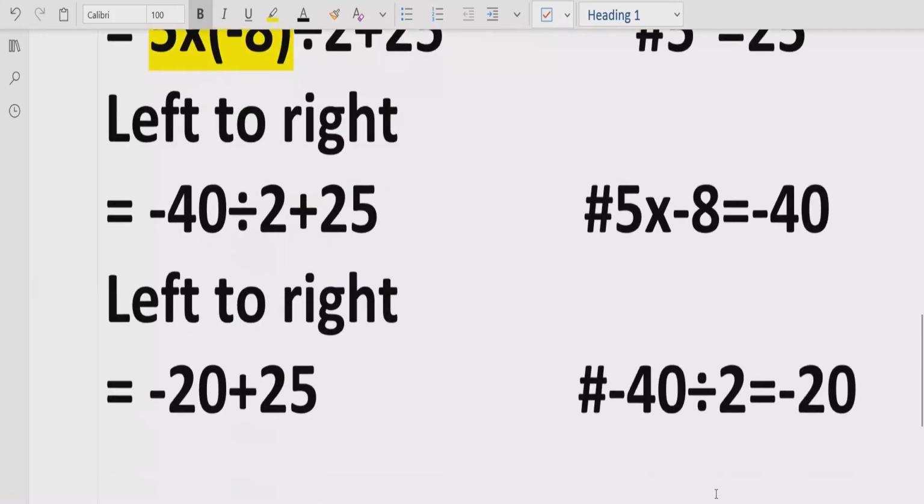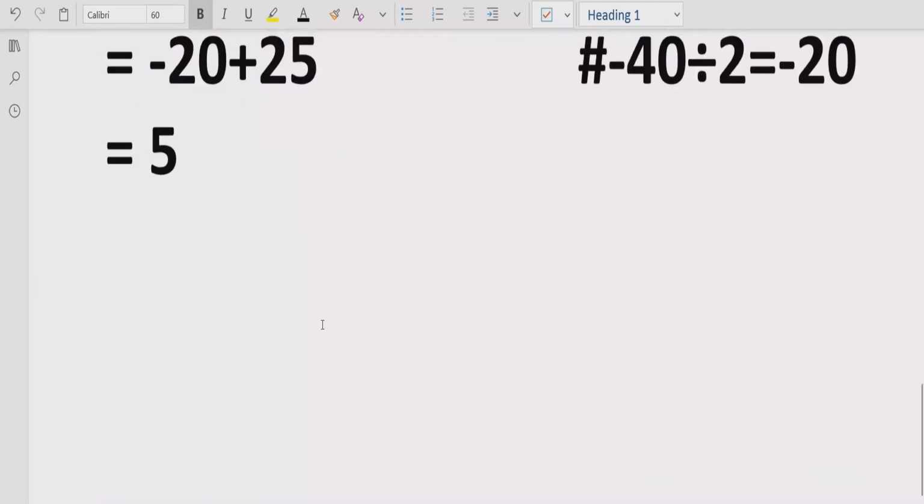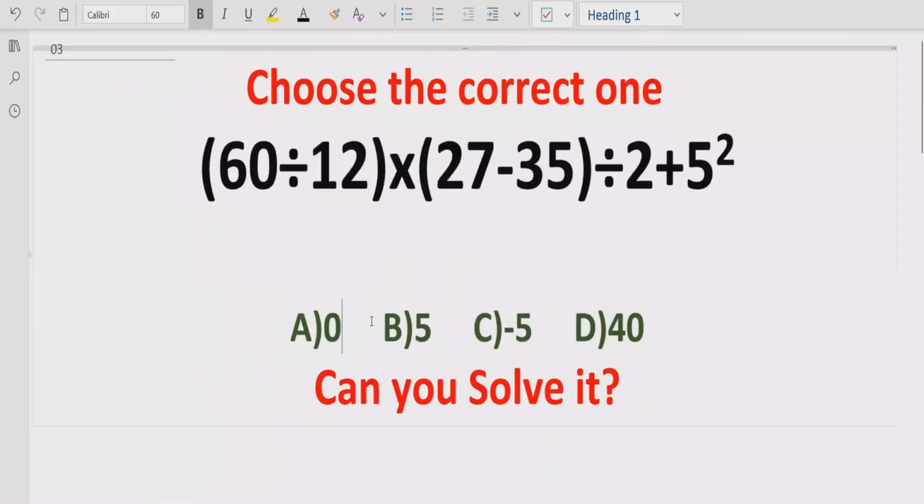Now we have two terms which are added together. So we will add both of them and get the answer 5. So the answer of the given expression is 5. If you see the answer list, answer B is the correct answer. You cannot say answer C is the correct answer. Answer B is the correct answer of this expression.